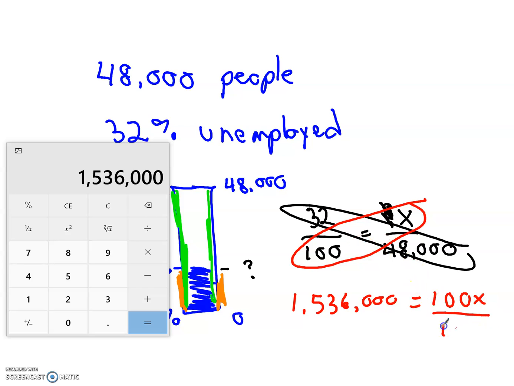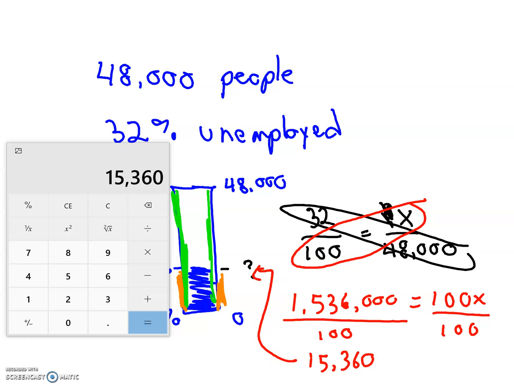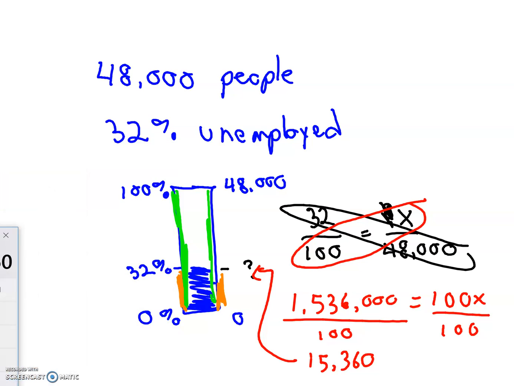Then we just said, look, we've been doing stuff like that all the time. If I take my 1,536,000 and divide by 100, I'll get what x is. That's 15,360. So that means that in this example, out of a city of 48,000 people, 15,360 would be unemployed. That, by the way, is a big problem. So we've been learning to calculate percents by just writing a ratio.